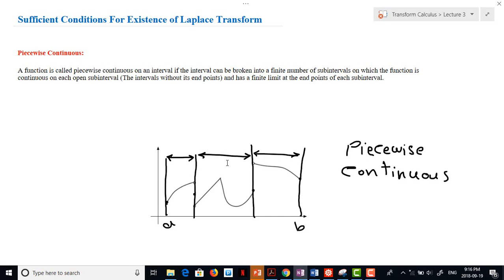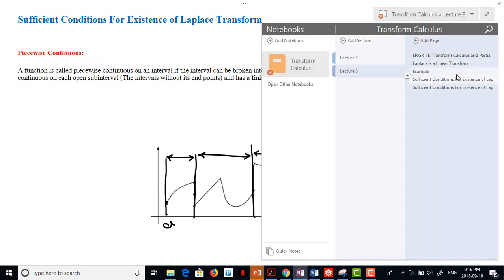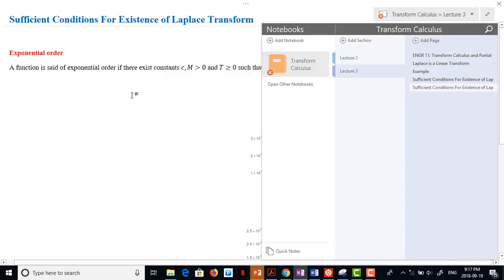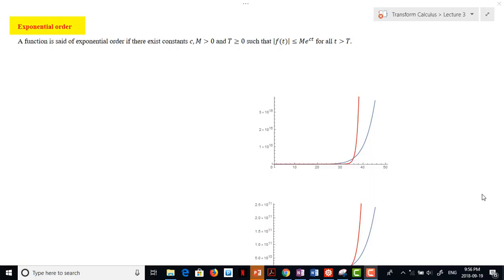The first concept that we need for the sufficient conditions for existence of the Laplace transform is piecewise continuous. So now we know what a piecewise continuous function is. The second concept that we have to know is exponential order.